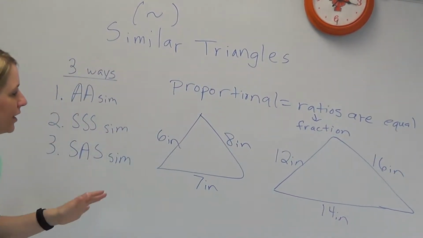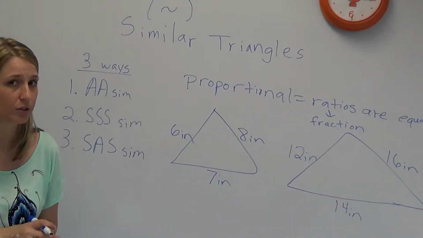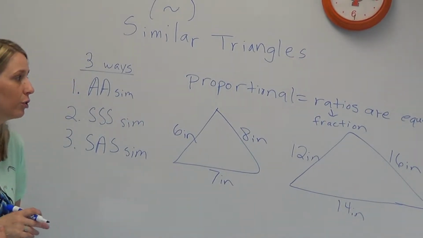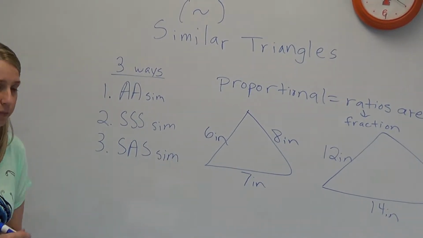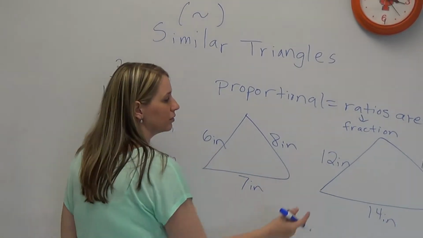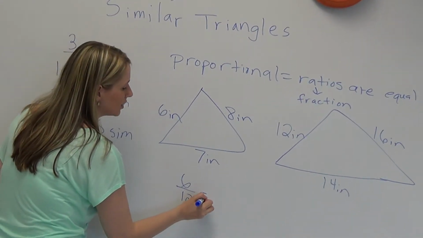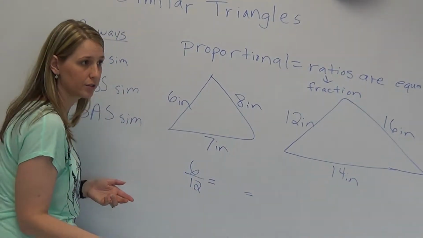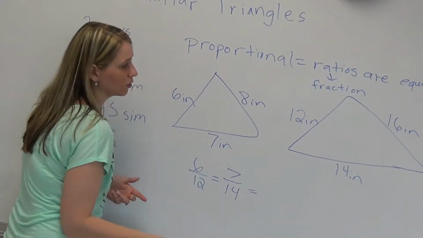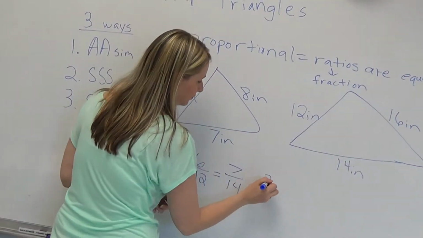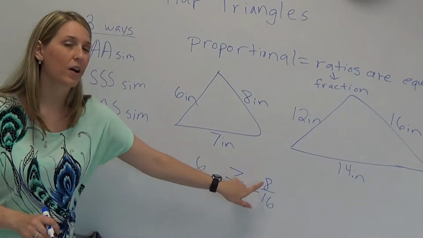Now, it's very obvious that these two triangles are not congruent, simply because the segments are not congruent. But you don't need the sides to be congruent, you need them to be proportional. So what we have to check is to see if all the fractions are equal. So if I do 6 over 12, these two sides go together. It has to be equal to the other two fractions. The second would be 7 over 14. The third one would have to be 8 over 16. So in order to find out if the triangles are similar, these all have to be equal.